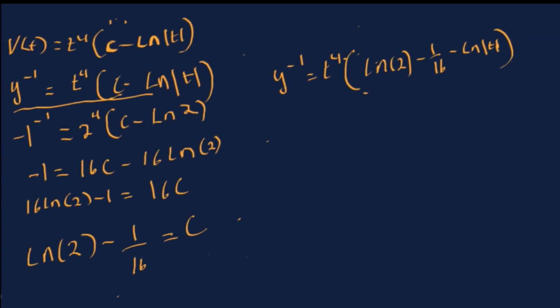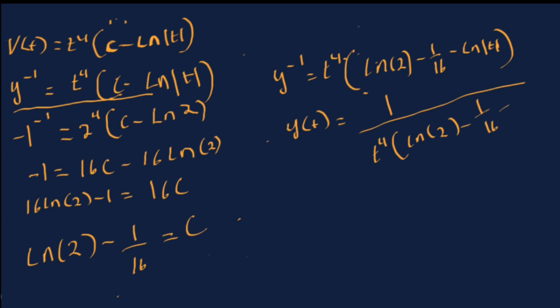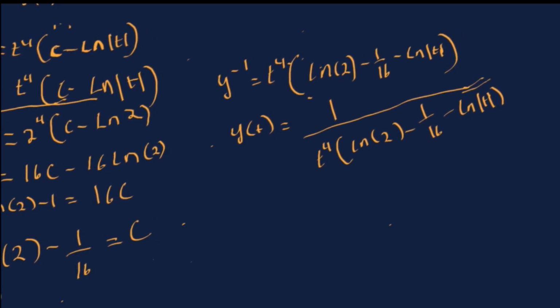And at this point we can just solve for y, and y of t would be equal to 1 over t to the fourth times the natural log of 2 minus 1 over 16 minus the natural log of t. And this is the particular solution that satisfies the initial condition of our initial value problem.